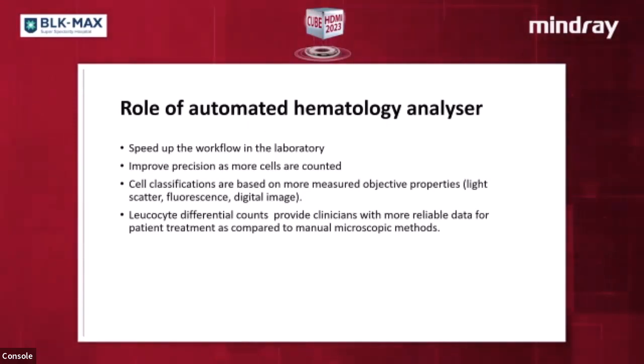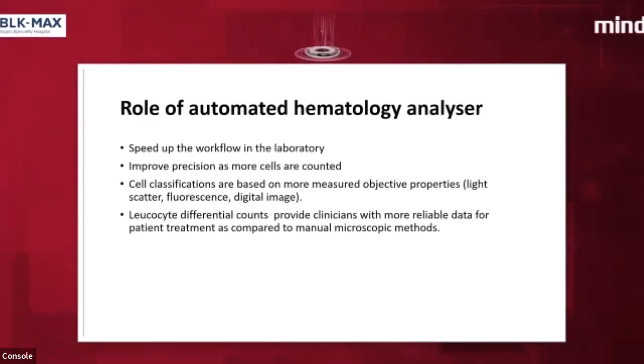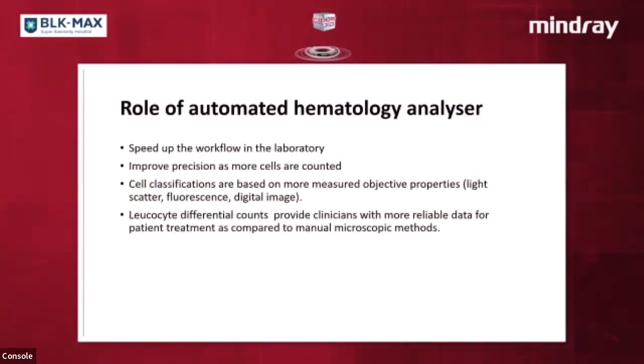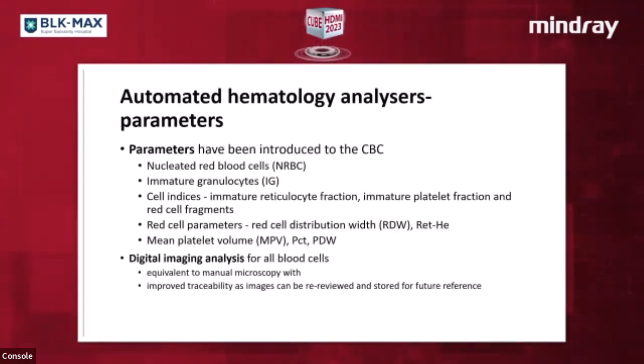So the role of a hematology analyzer is not just to speed up the workflow in a laboratory. However, it improves precision as many cells are counted. The cell classifications are based on measured objective properties of cells. Leukocyte differential counts are much more reliable, and therefore it provides clinicians with more reliable data for proper management of patients. So the parameters that are available to us are a huge battery which includes nucleated red cells, immature granulocytes, different cell indices, red cell parameters, platelet parameters, and in today's diagnostic arena, digital imaging analysis as well.